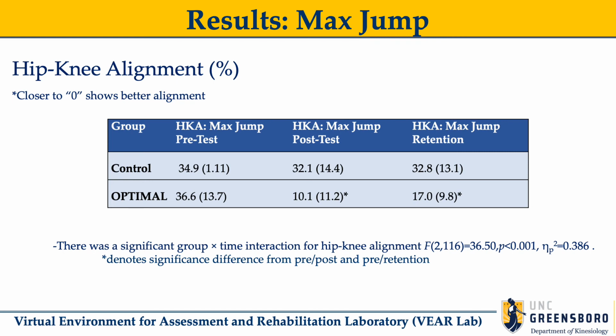For our transfer task of maximal effort vertical jump, we found there was a significant group by time interaction for hip-knee alignment from pre to post and pre to retention. As we can see in our table, our pretest values were fairly similar, but the post-test and retention results in the optimal group were significantly lower, while the control group stayed relatively the same.